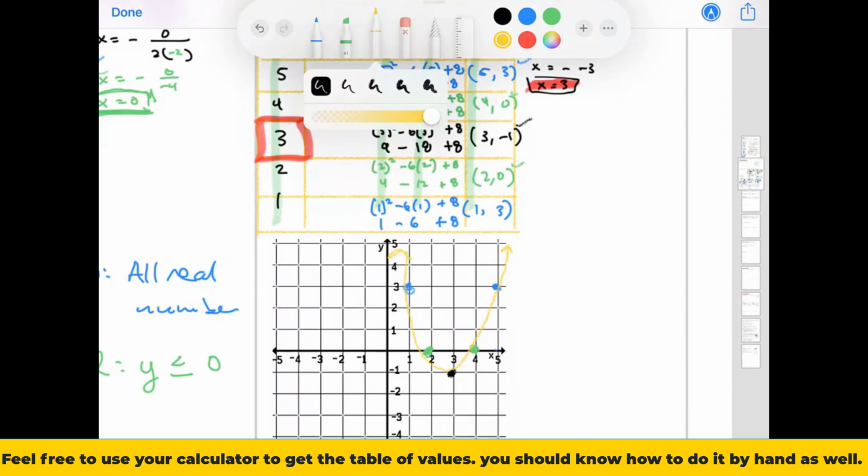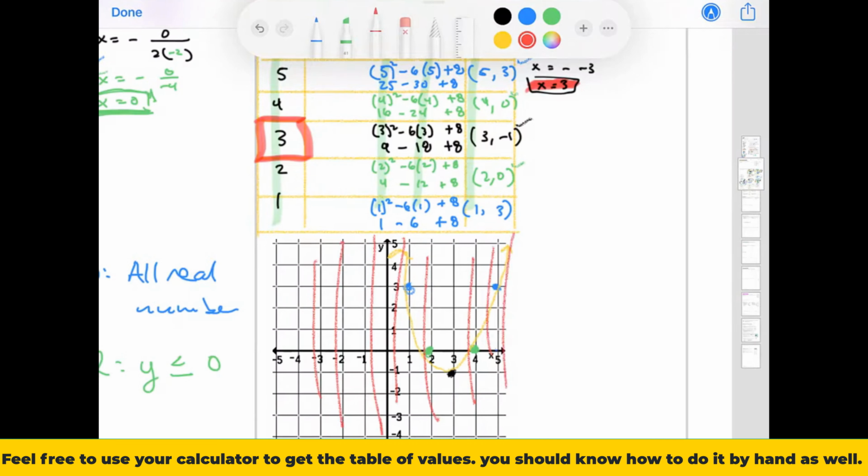Let's do the domain. Okay, although there's nothing over here on these graphs, you will touch an arrow and you will go to this arrow. So everything that has the arrow basically says you can pick any x value. Any x value. So domain is all real numbers.